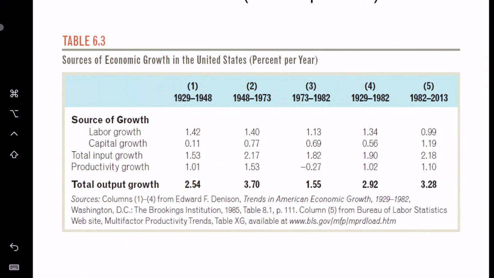So it's quite obvious that the reason why during 1973 to 1982 the total output growth rate falls is because the productivity growth becomes less. So then people may ask, why during 1973 to 1982 did the productivity growth fall?